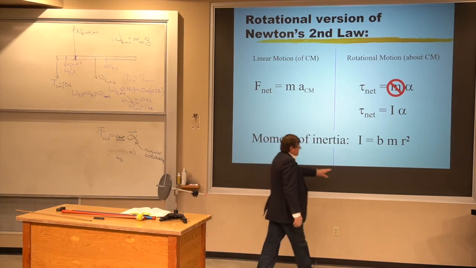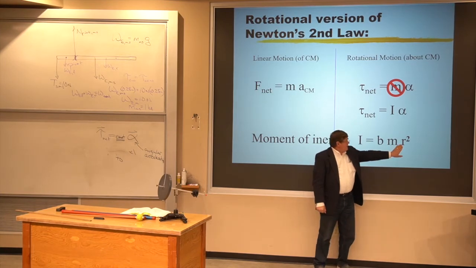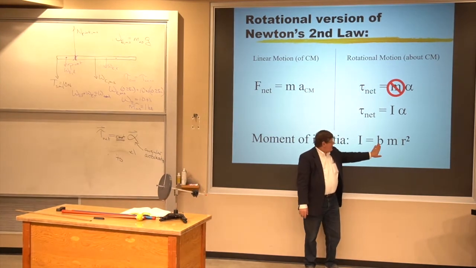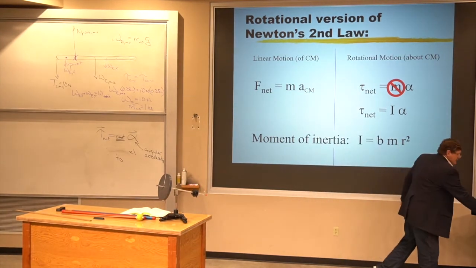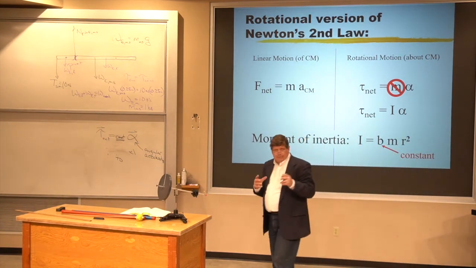But you see that it depends on the mass. The more massive something is, the harder it is to rotate it. But it also depends on the size of the object. And this constant, B, is different for every different shape, okay?